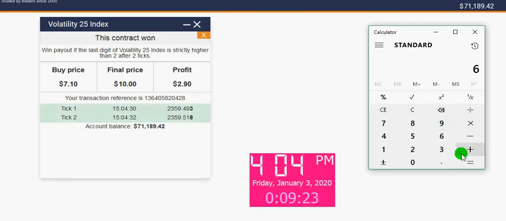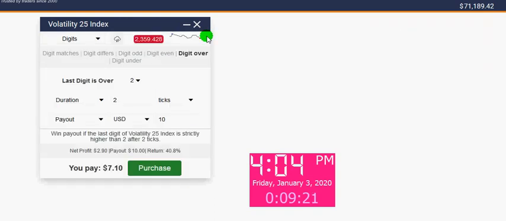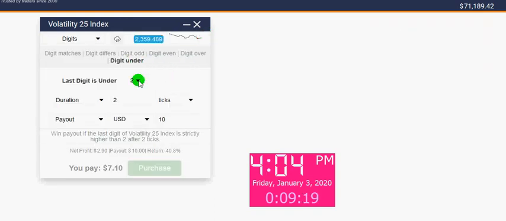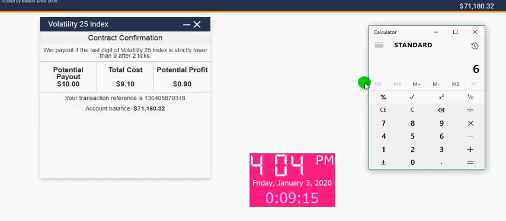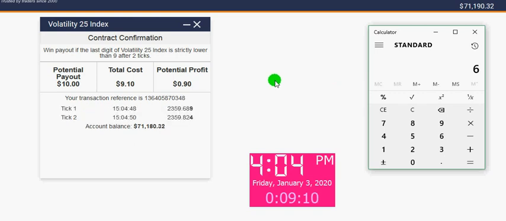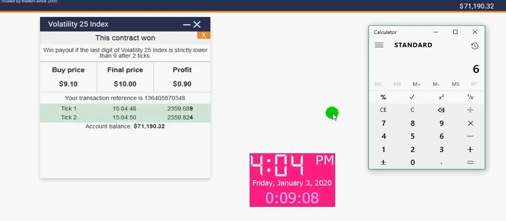So we're going for the sixth trade, which will be the last trade. We'll change this again to digits under, then we'll change this to 9, then we'll click on purchase. That's our final trade. Let's wait for the outcome. So you can see we won all the 6 trades. Don't trade more than that.